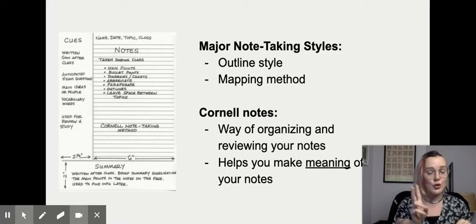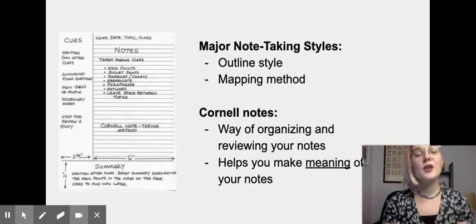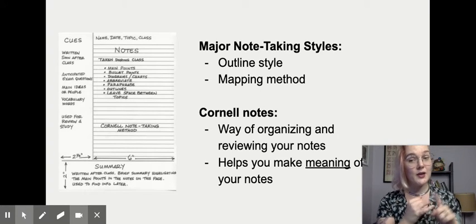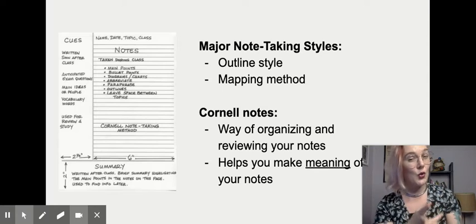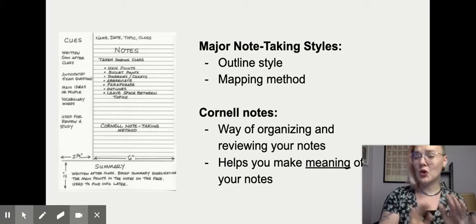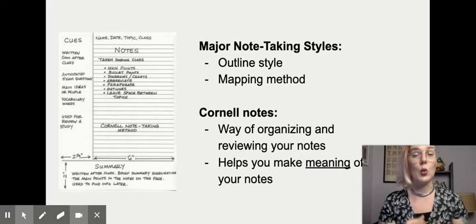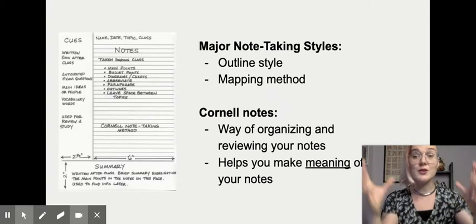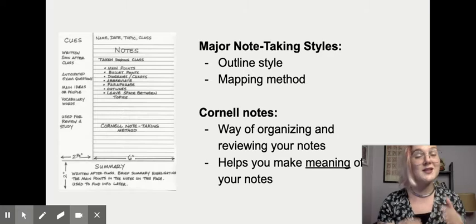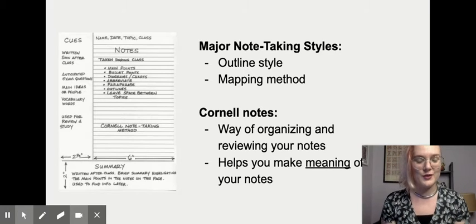So there are two major note-taking styles. The video you're about to watch will say there's three, but I disagree. So let's talk about them one at a time. The major note-taking styles are outline style, mapping method, and then Cornell notes. I disagree that Cornell notes is a note-taking style. I think it's really more a way of organizing and reviewing the notes that you create. It does help you make meaning of your notes, though.